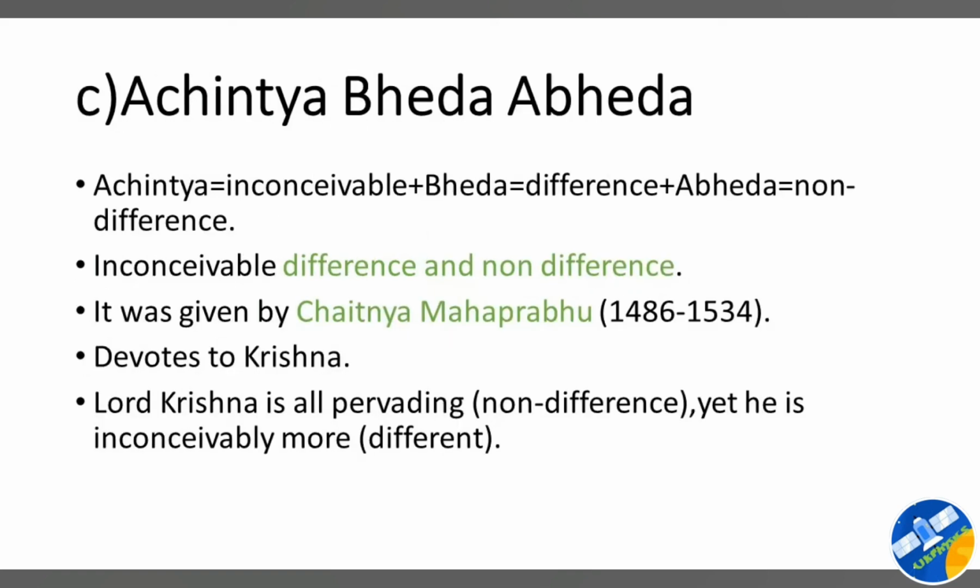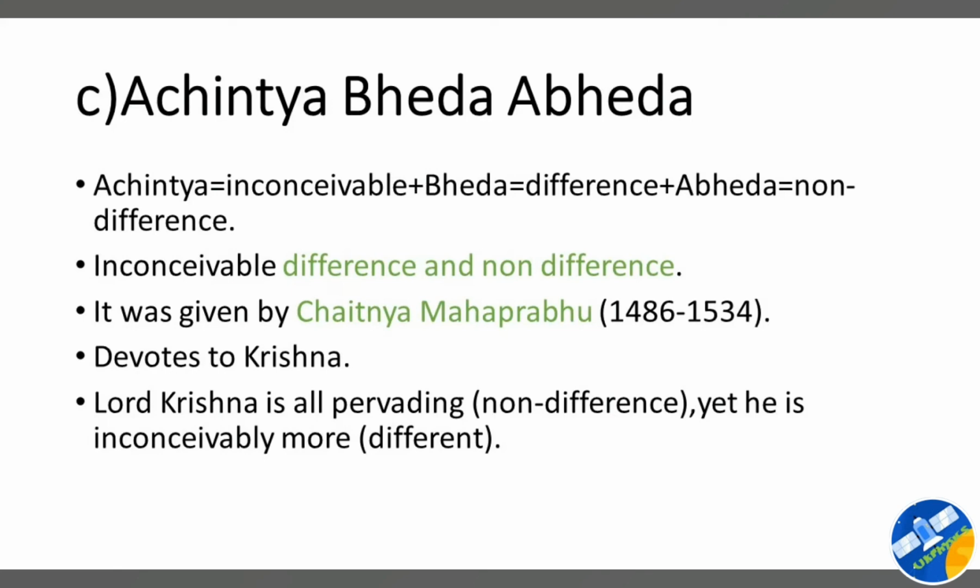Now coming to Achinta Bheda Abheda. Achinta means inconceivable, Bheda means difference, and Abheda means non-difference. It was given by Chaitanya Mahaprabhu. Followers devote to Lord Krishna. This school says that individual souls are different also and not different also from the supreme soul, that is Brahma.